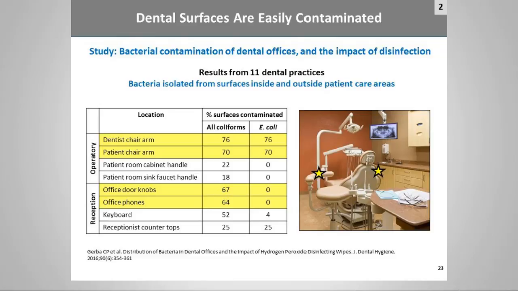This lists the percent of surfaces that were contaminated either with all coliform bacteria or E. coli. The dentist's chair, 76% were contaminated. The patient's arm, the arms on their chair in waiting rooms, over 70%. If you take a look at this, an average of at least 60-65% of surfaces were contaminated with these pathogens.